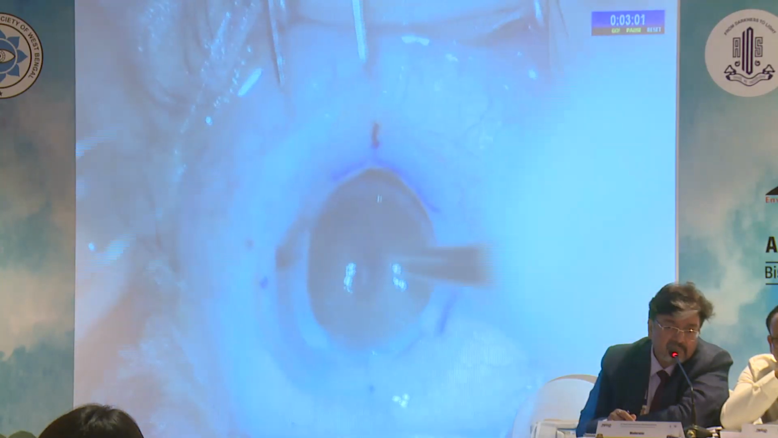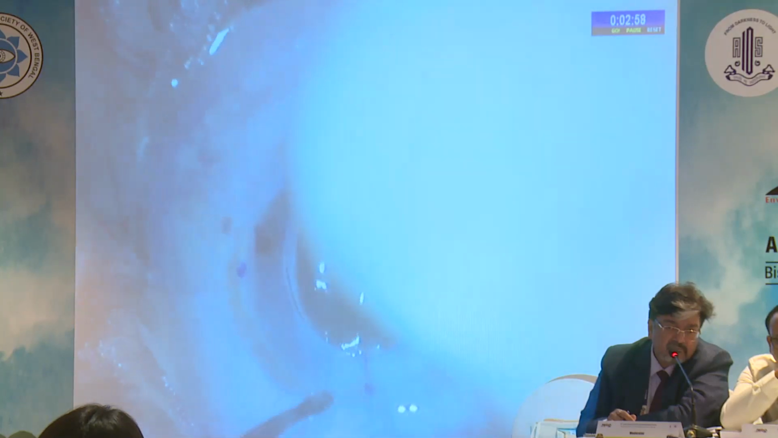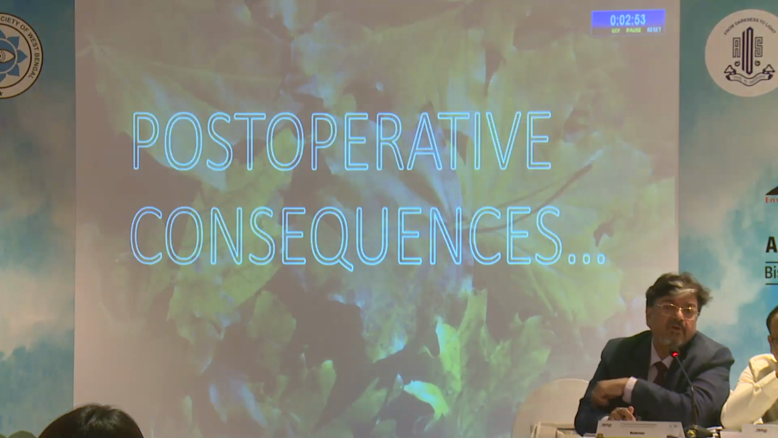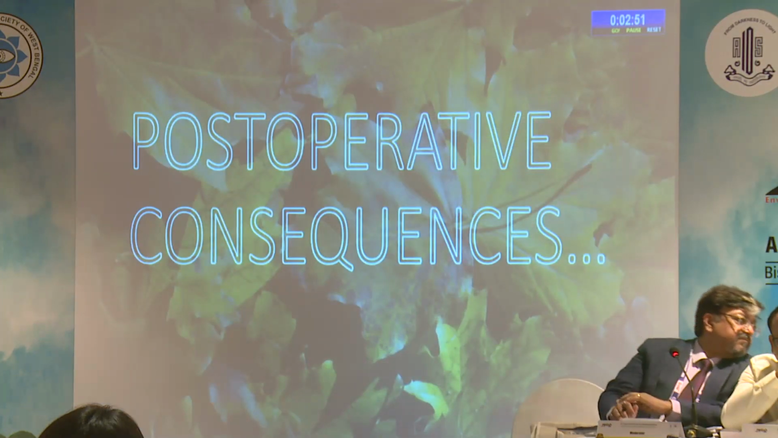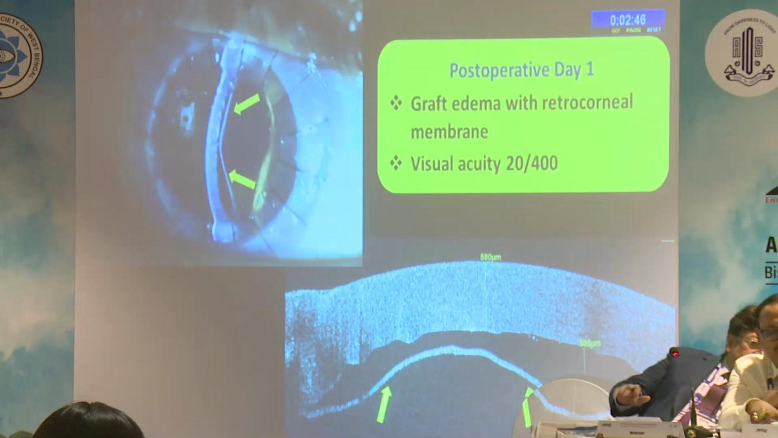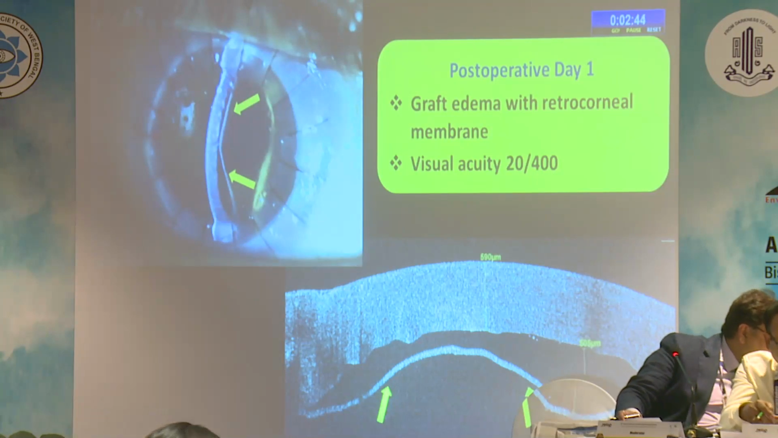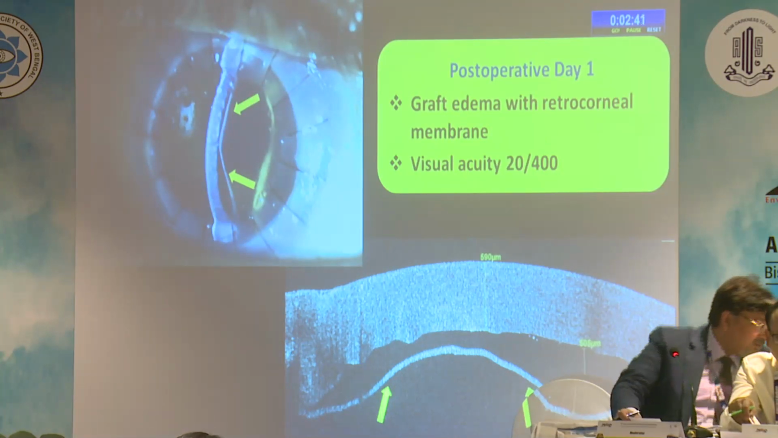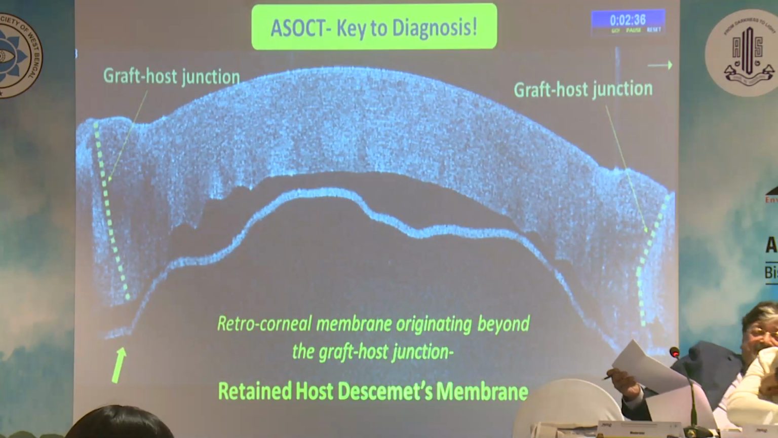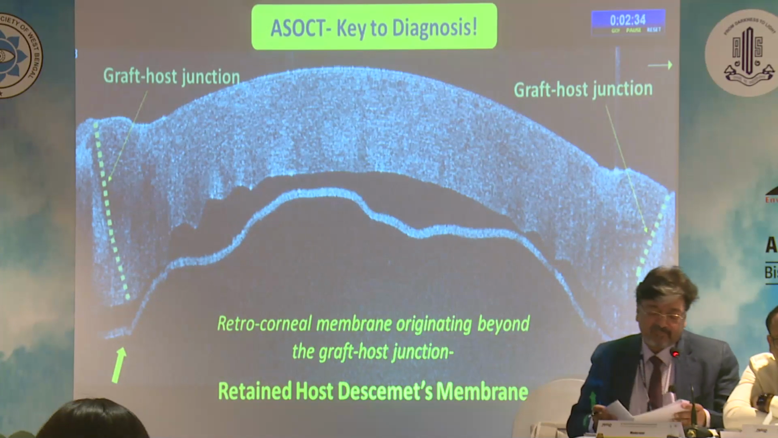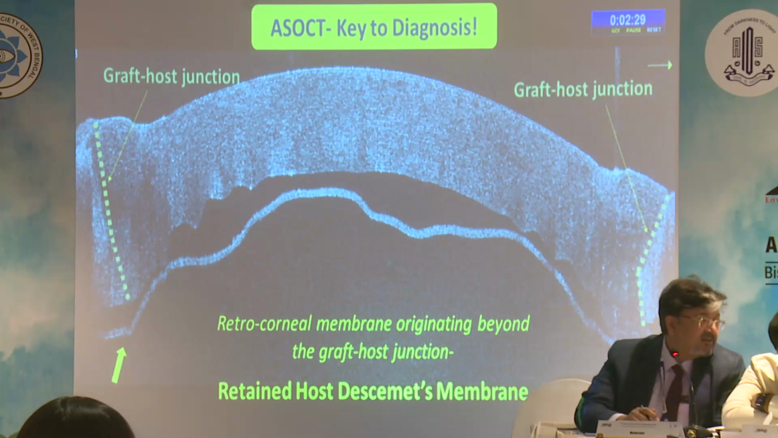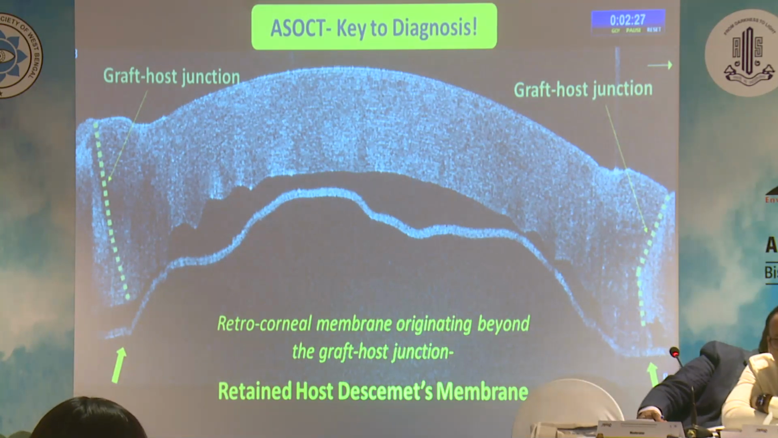Followed by placement of the donor tissue and securing the graft with interrupted 10-0 monofilament sutures. On post-operative day 1, the uncorrected visual acuity was 3/60 and a double anterior chamber was observed on slit lamp examination with a retrocorneal membrane. ASOCT helped to confirm the diagnosis of retained host Descemet membrane, as the second membrane originated peripherally from beyond the graft host junction.